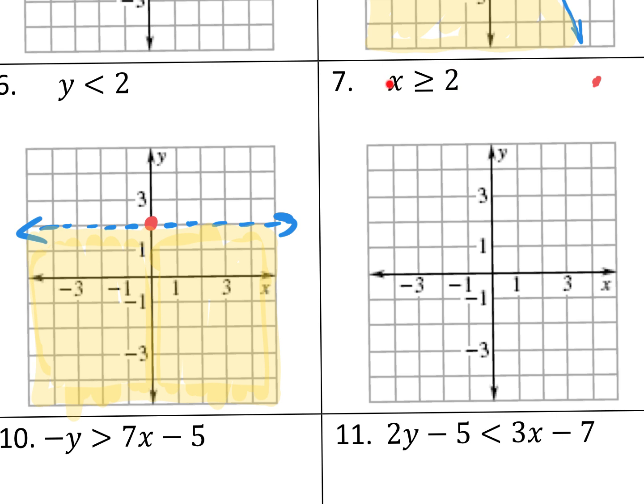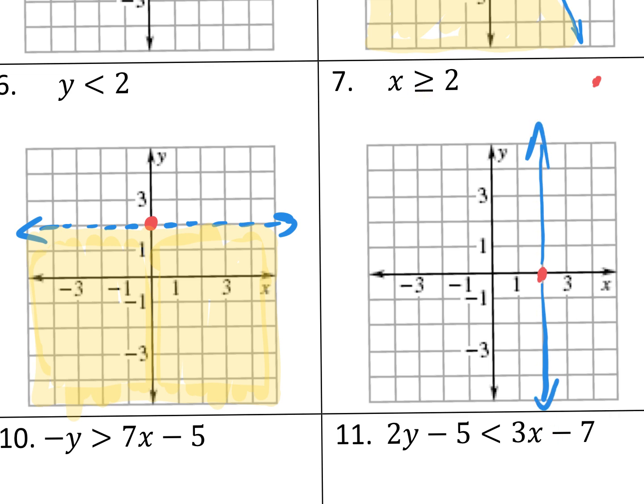So right here, x is greater than or equal to 2. You go to 2 on the x, you put a dot right there, and you draw a vertical line right through that x value of 2. The question is, is this going to be a solid line or a dotted line? Solid line, because it does have a solid line underneath the inequality, right? There's a solid line underneath it. That's why this is a solid line.